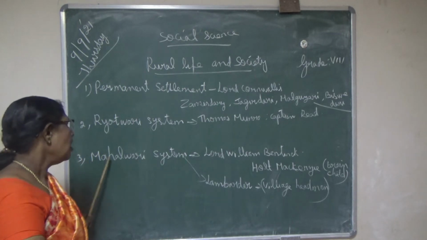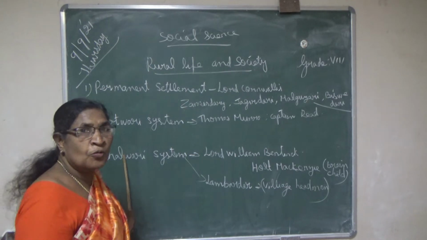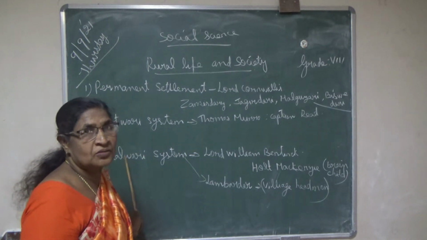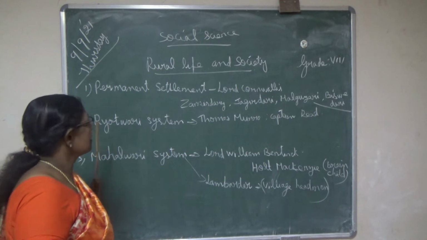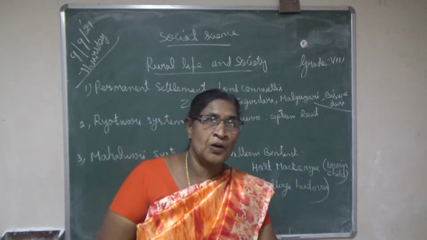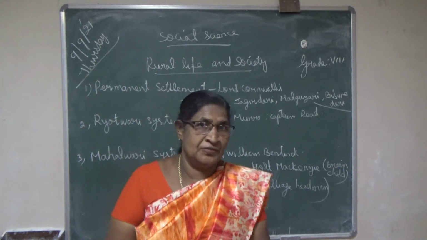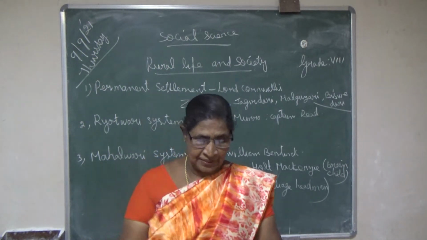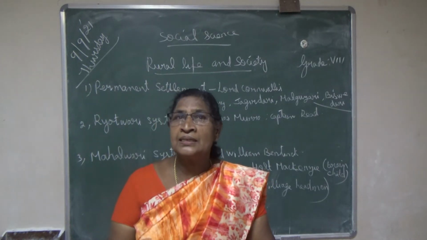The third one is the mahalwari system. Mahal means village. A group of villages is called mahal. So that village, that very system. So these are the 3 policies followed by the British in order to collect the taxes from the cultivators or the farmers. Okay, so first we are going to learn about the permanent settlement.